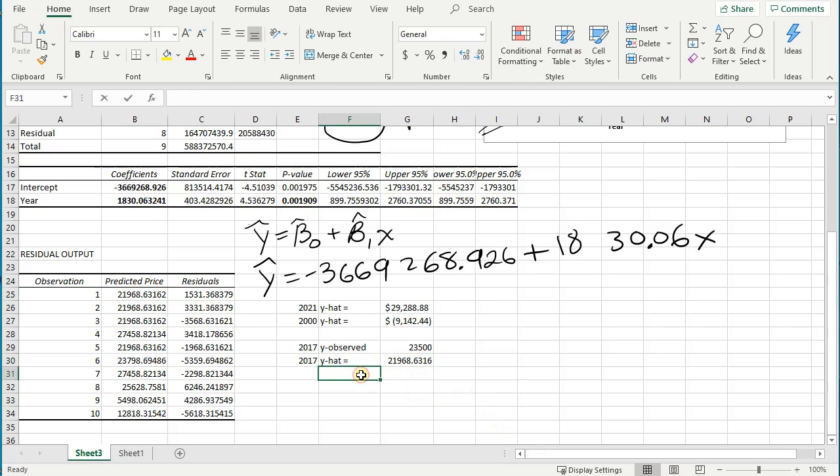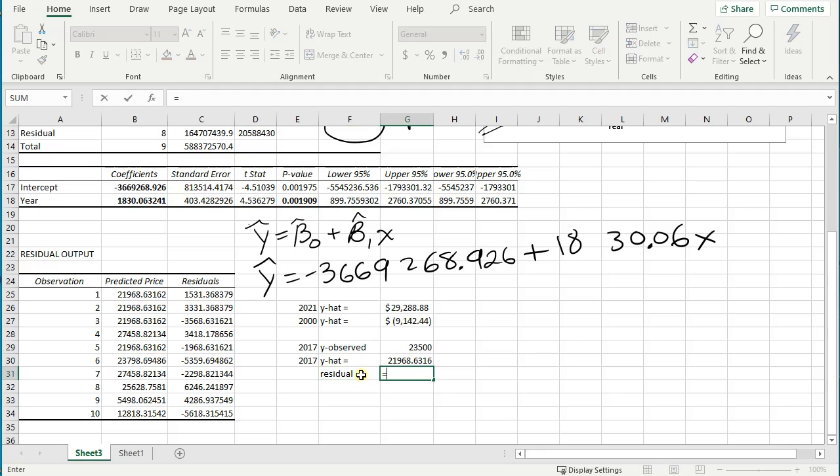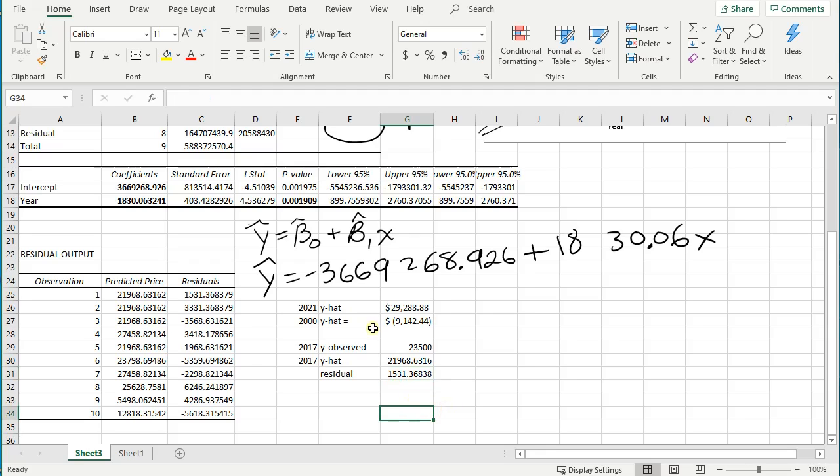The residual is the difference between the observed and the predicted. And so you see that there. How far off from the observed value is your predicted value?